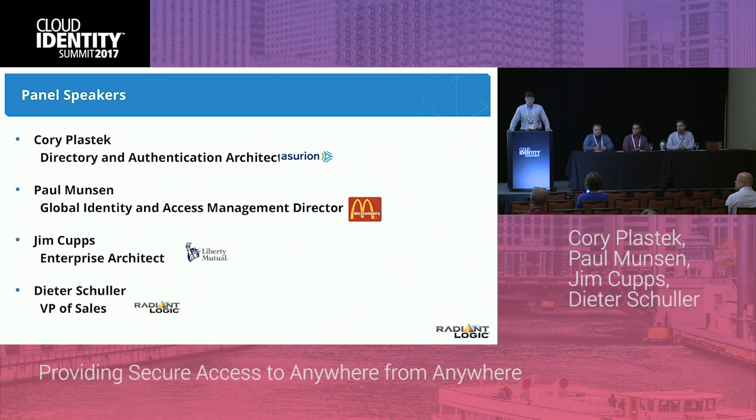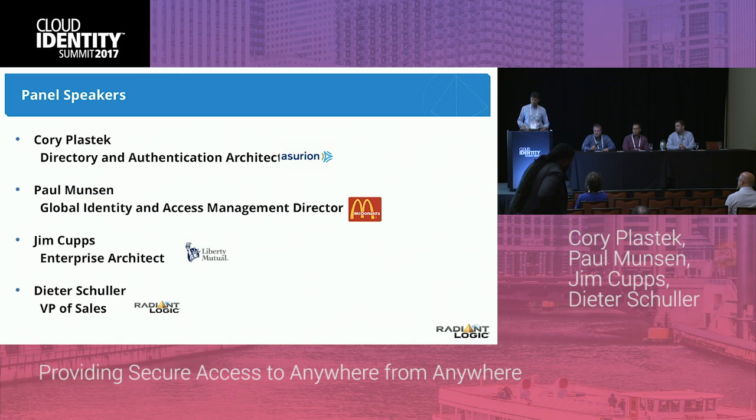So what I'd like to do is introduce our panel and maybe have each panel member just kind of take 5 minutes and kind of explain at a high level where they are today, what they're doing to get to the cloud based on their company's initiatives, what challenges they're seeing, and how they're kind of approaching that. I'm going to start by introducing James Cups. James is from Liberty Mutual, and he is the enterprise architect for identity at Liberty.